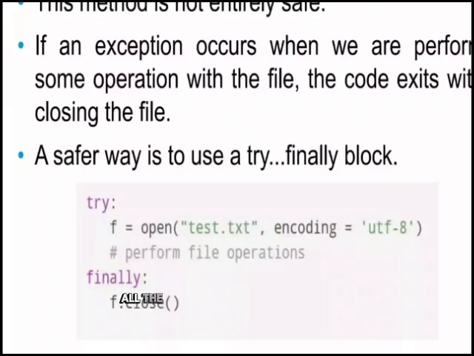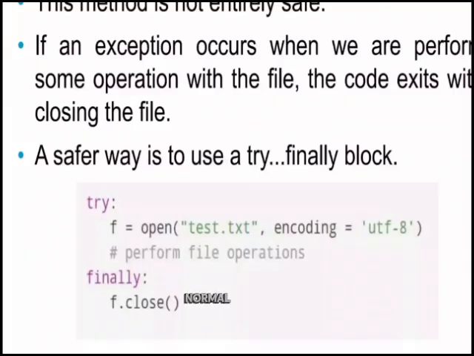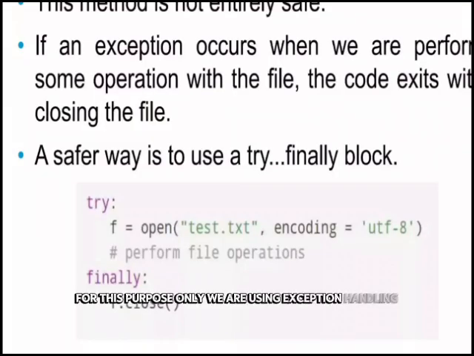All the file operations are given within try, and the file closing is given in the finally block, because once the processing is over, it finally reaches the finally block, where the file is closed. If any error occurs during this, it is thrown to the catch block. The catch block will turn the abnormal situation into a normal situation, so that the program is not halted abnormally. For this purpose we are using exception handling.